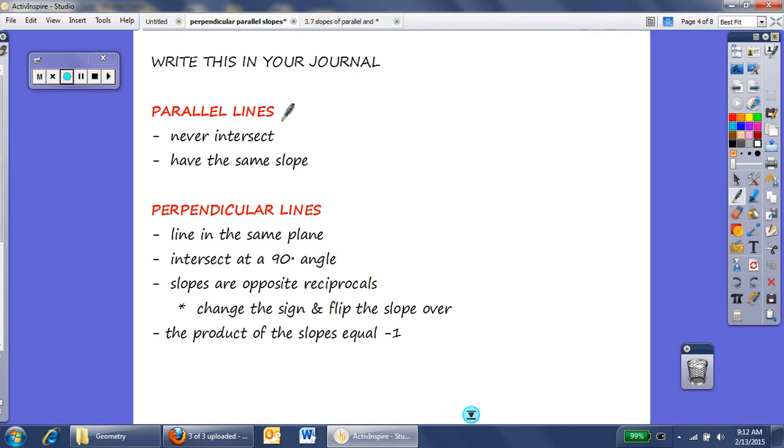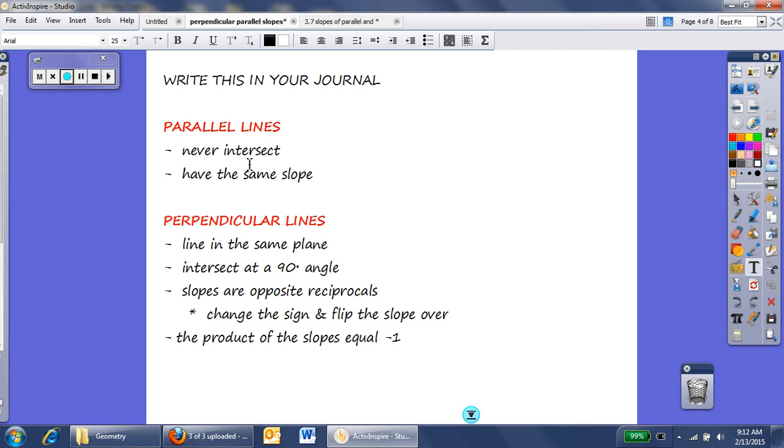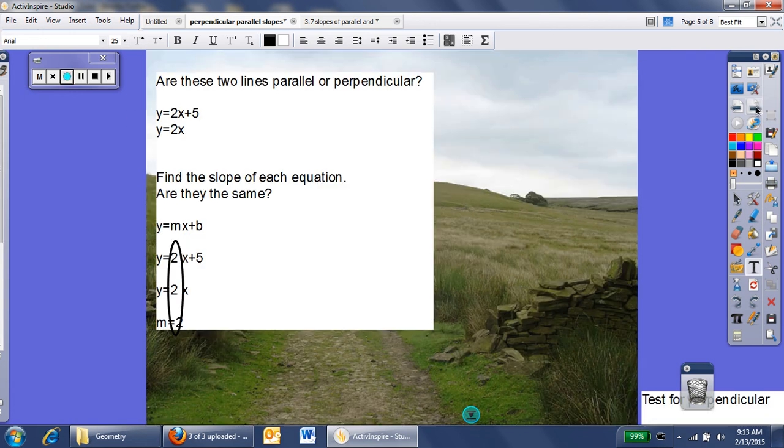Here are a couple properties of parallel lines. Parallel lines have the same slope, meaning that m is the same. Perpendicular lines, however, they intersect. The slopes are opposite reciprocals. We'll explain that in a minute. And the product of the slopes is equal to negative 1. Let's go ahead and look at a few examples.